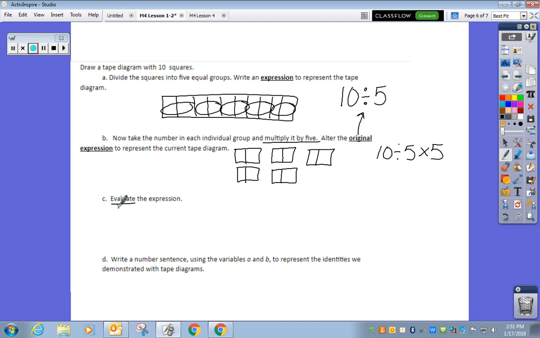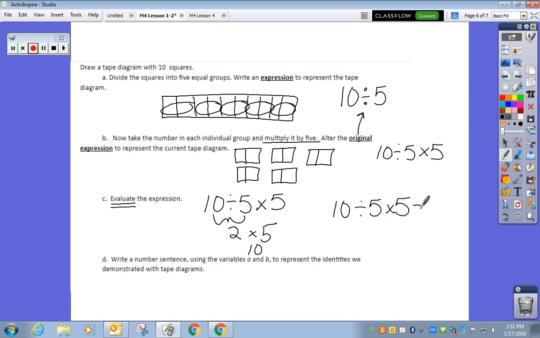Now it wants us to evaluate the expression. Remember, evaluate is just perform the operations. So I had 10 divided by 5 and then multiply by 5. 10 divided by 5 was groups of 2. It then took the 2 times 5, 2, 4, 6, 8, 10, and gave us back 10 again. So this once again is another identity, this time just using division and multiplication. Start with 10, do a multiplication and division of the same number to wind back up at 10 again.